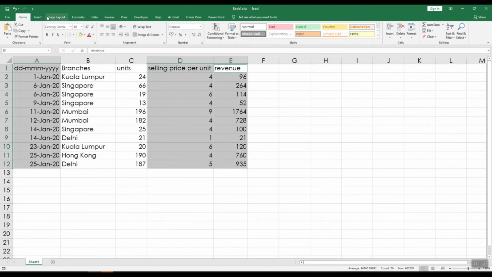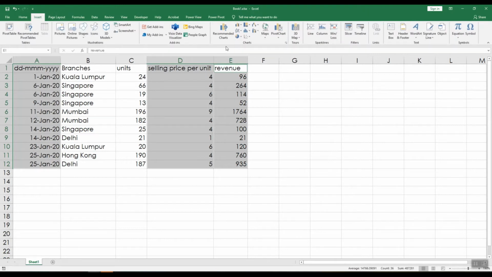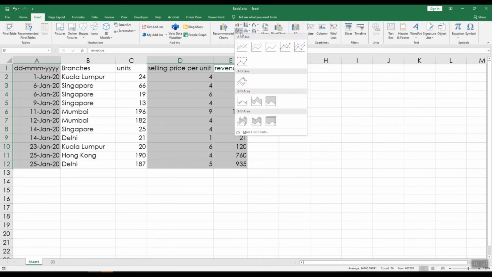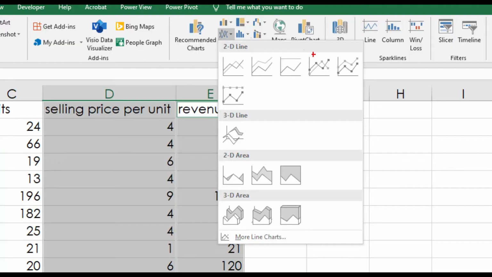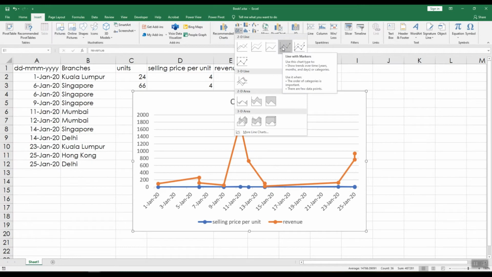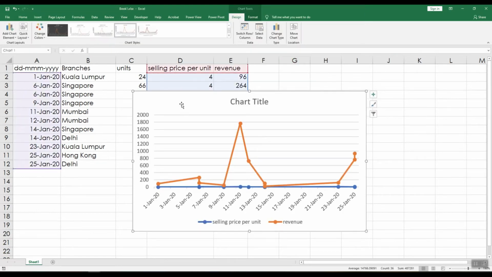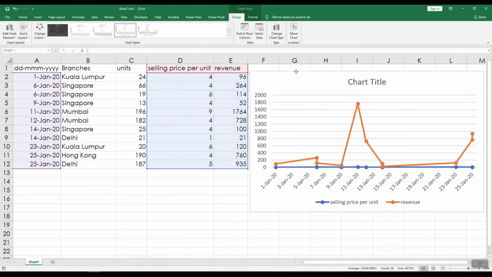I'm going to go into insert, look for the line graph over here. I want to choose this line graph with markers. I haven't clicked on the line graph with markers yet, but Excel Live Preview already gives me an idea of what will happen if I click on it. So I'm going to go ahead and click, and there is my graph.